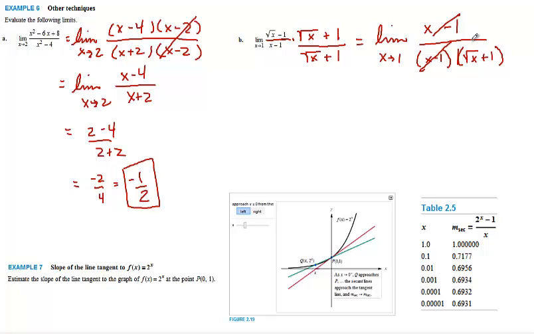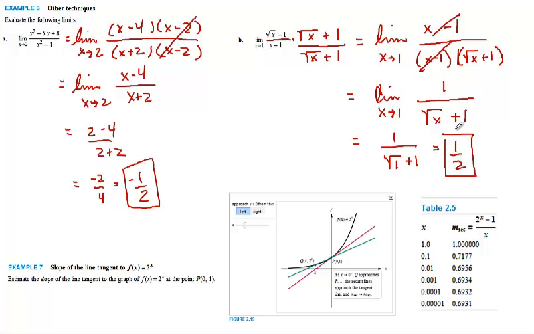Because those two cancel, leaving me with 1. Oops, I've got to write the limit as x goes to 1 of 1 over square root of x plus 1. And I can plug into this one: 1 over square root of 1 plus 1 equals 1/2. Next one.